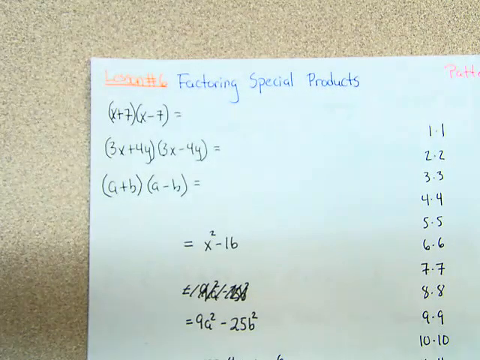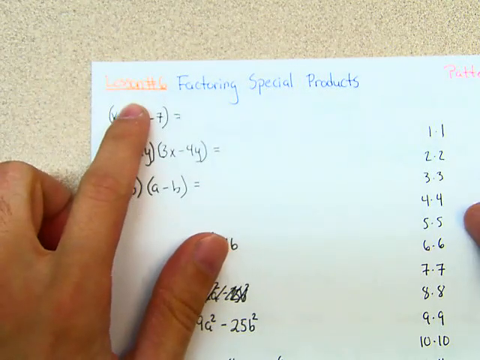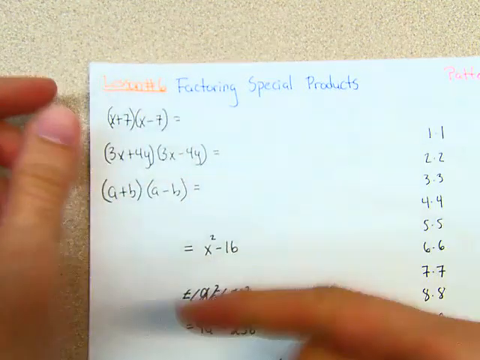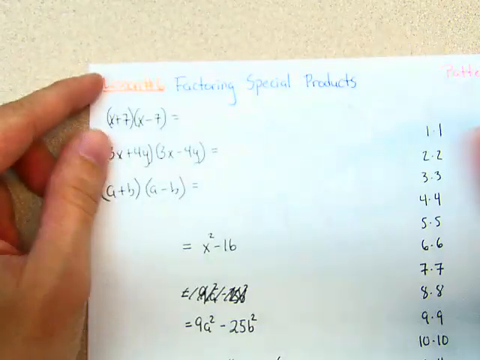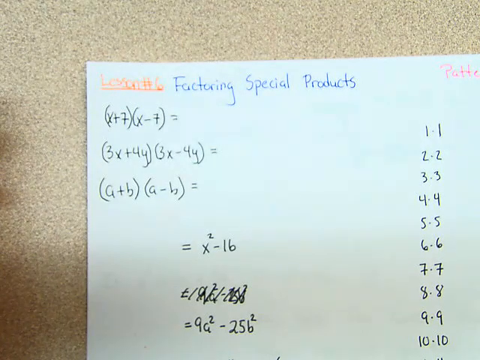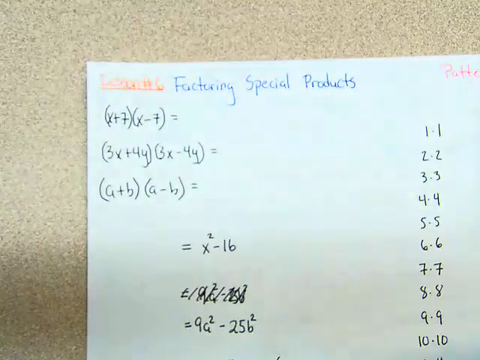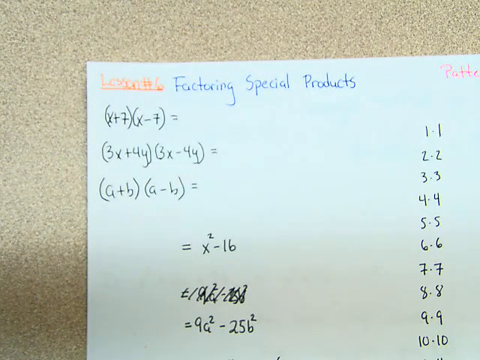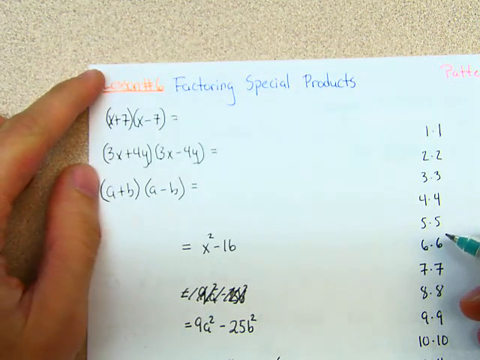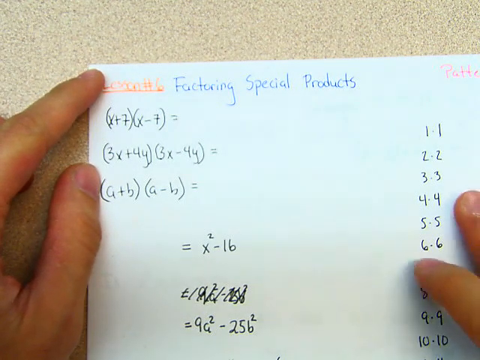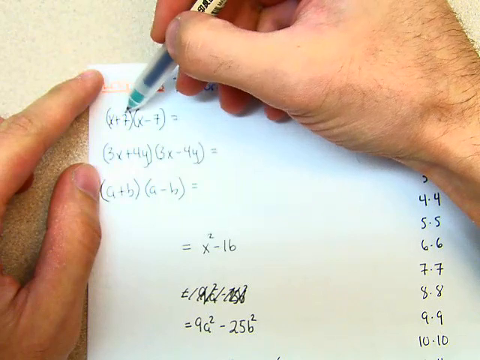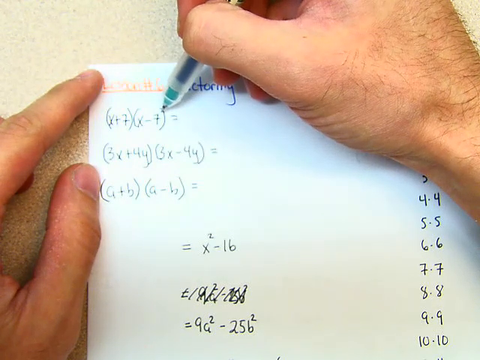All right. Hello, everybody. This will be lesson number 6 on factoring. So we're going to talk about some special products of factoring and certain cases that happen. This first lesson, you've probably seen it before, but just to refresh your memory, let's say, for example, we have this example. If we have x plus 7 and x minus 7.